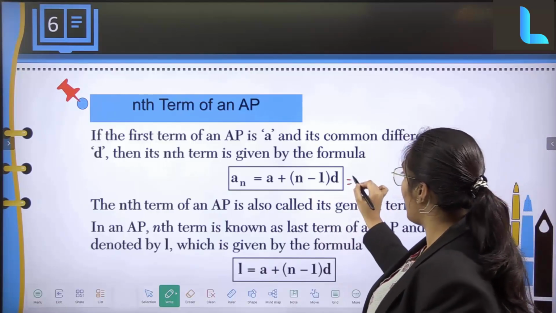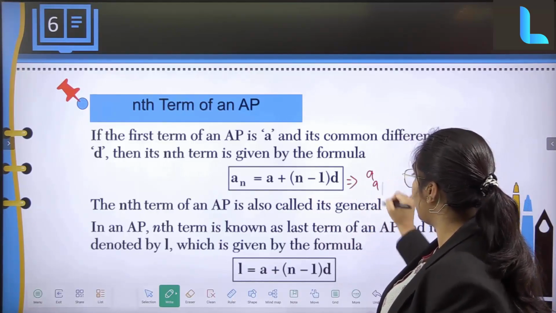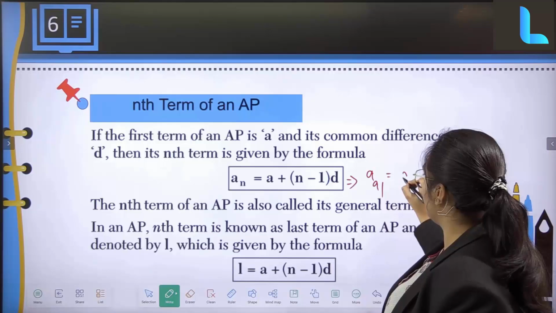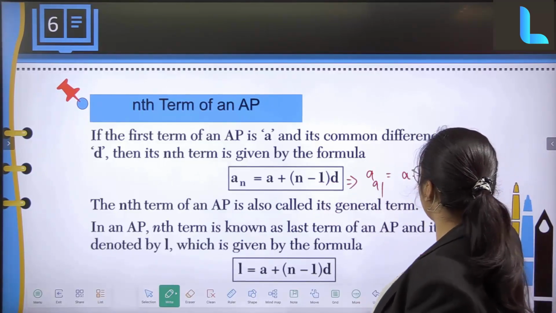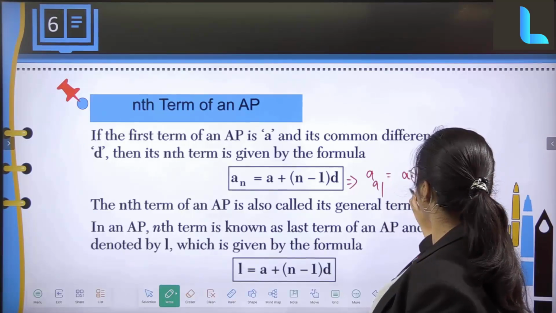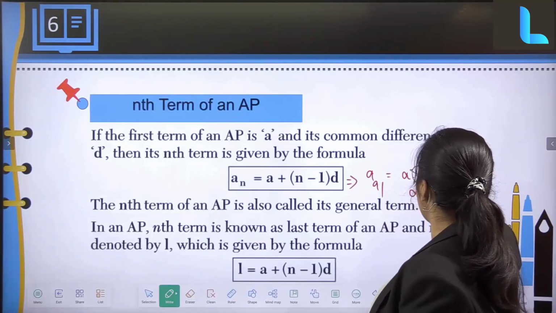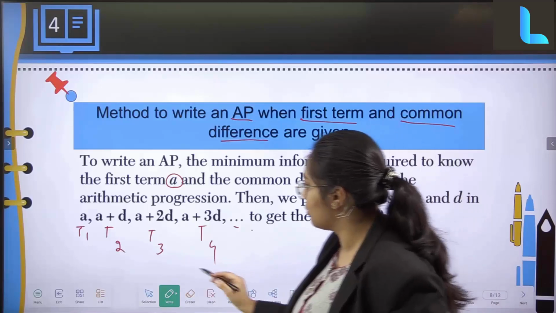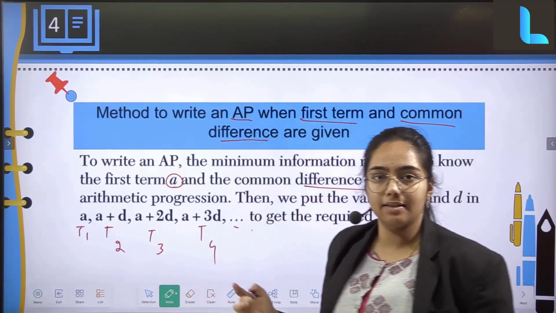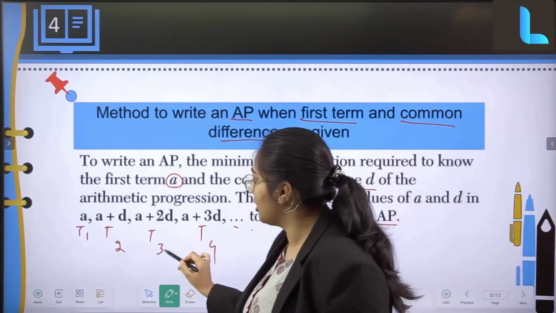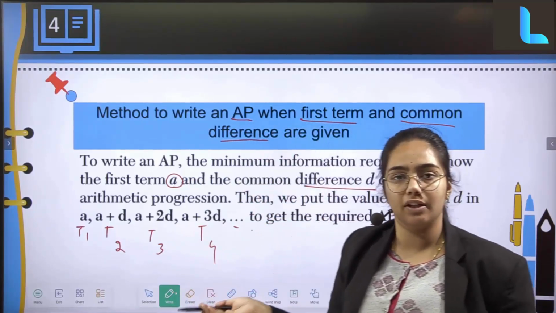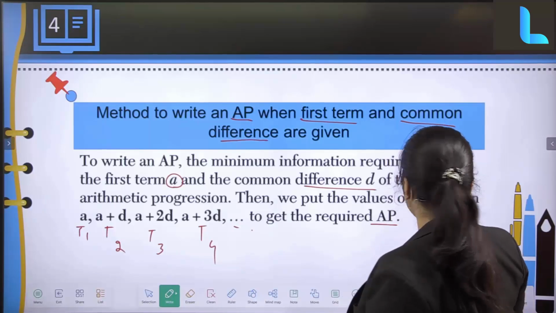So if I instantly ask you what is going to be my 91st term, it is going to be A plus, n is going to be 91, 91 minus 1 into D, which is A plus 90D. As you can see over here also, for T2 I have got A plus D. For T3 I have got A plus 2D. If it is 3 here, it becomes 2D, which by now you should know.